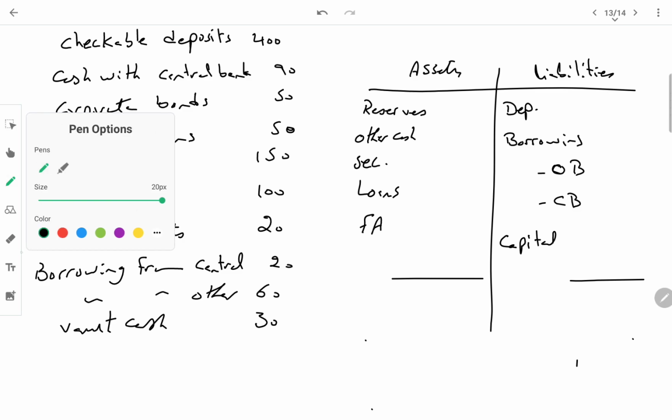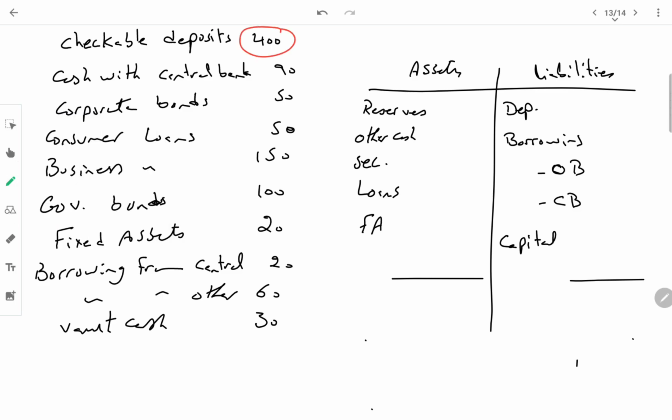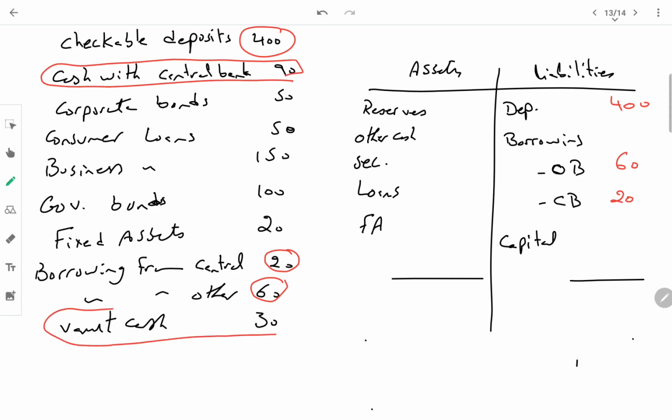Okay, checkable deposits are 400. Borrowing from the central bank is 20 and borrowing from other banks is 60. Cash with the central bank is reserves. Vault cash is reserves. So the summation of both of them is total reserves. So reserves will be 120, which is 90 plus 30.